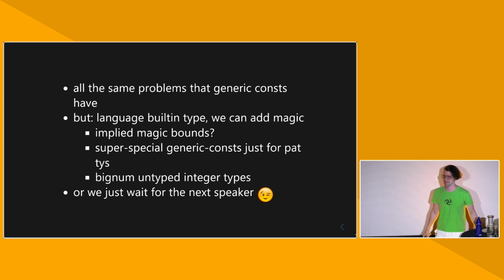It's not actually that it needs a lot of implementation work. It just needs really a lot of thinking work on how to do this correctly. Yeah. That was me on pattern types in the compiler.